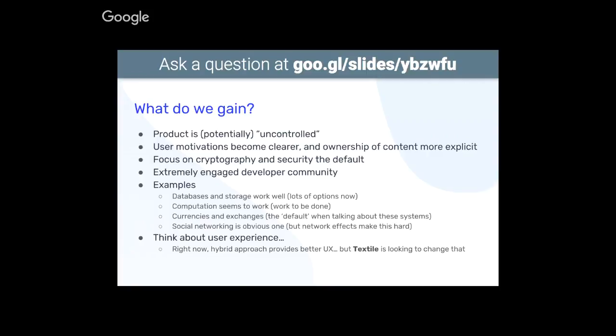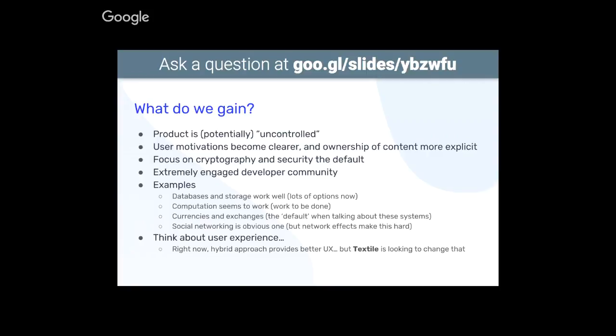The other nice thing about decentralized applications is user motivations often become clearer, and ownership of that content sometimes becomes more explicit, because it's sort of built within the community, for the community, by the community. Motivations end up being a lot more explicit. So instead of using this app because it's free, now I'm using this app because it provides the features that I want, or because it keeps my interactions private, and so on and so forth. And there does tend to be a pretty clear focus on cryptography and security as the default on this decentralized web, which is something that's just really a good idea in general.